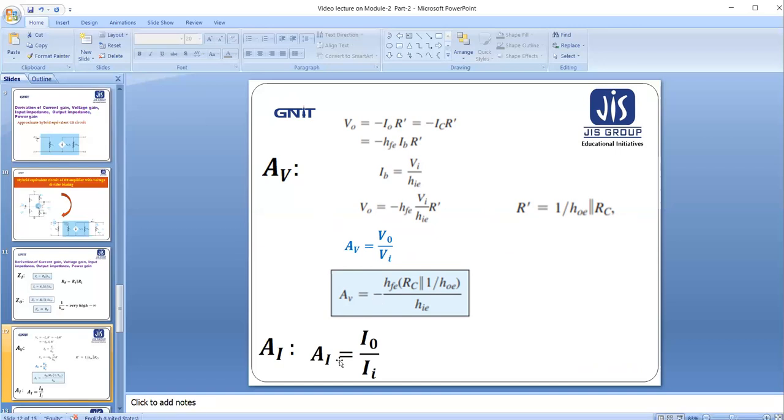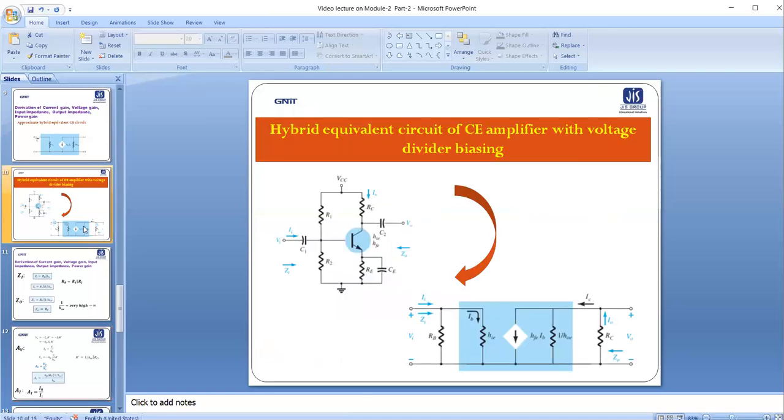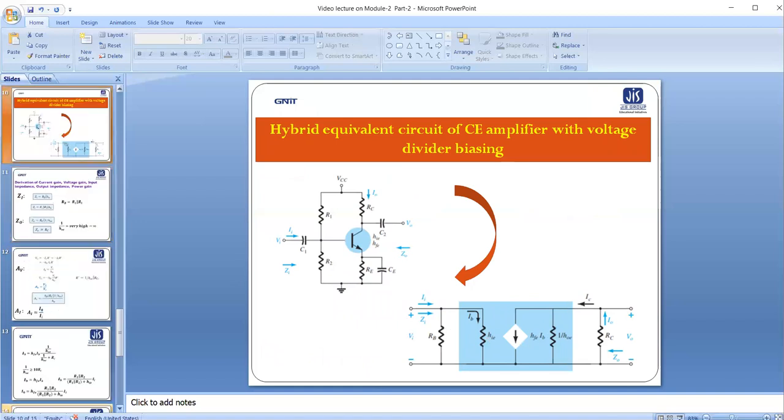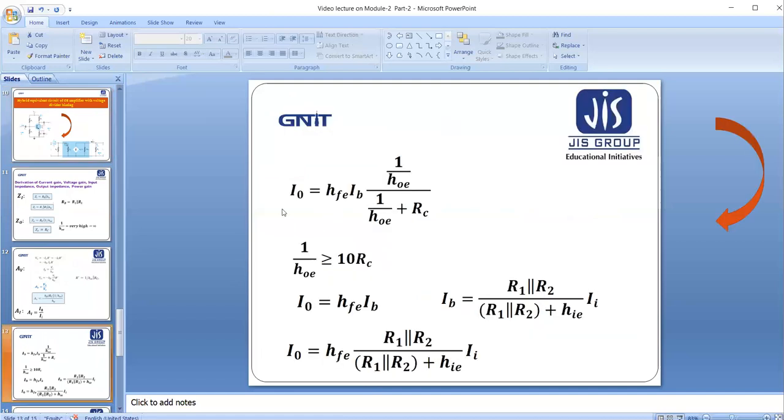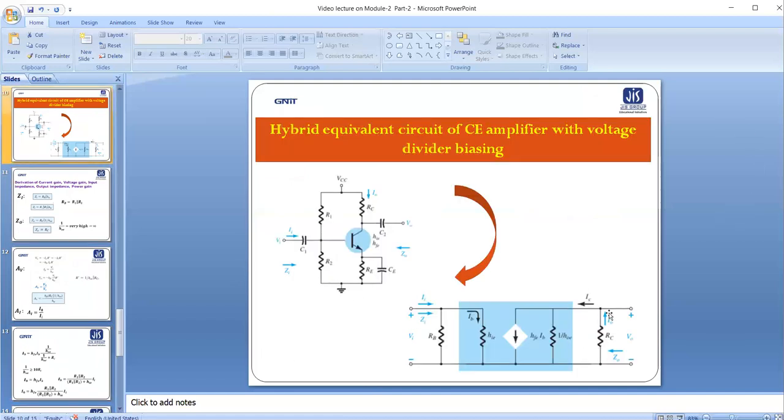In order to derive the current gain, meaning I naught by II: what is I naught? I naught is the actual output current. II is the actual input current. Now, during the analysis, first I naught. I naught is the total current flowing through the resistance RC. We are not considering this RC separately. And the current is divided into one path here and another, which is the current source.